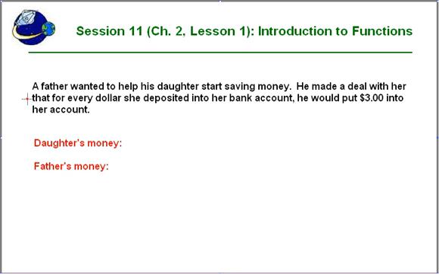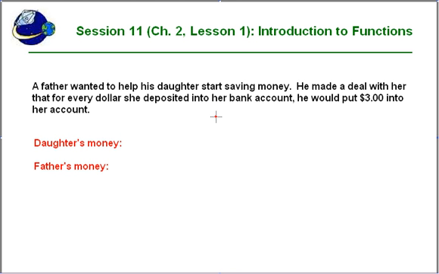A father wanted to help his daughter start saving some money. He made a deal with her that for every dollar that she deposited into her bank account, he would put $3 of his own money into her account as well. So then we have a relationship between the amount of money that the daughter deposits into her savings account, and the amount that her father will also deposit into her account for her.